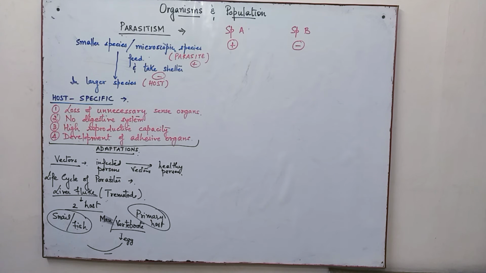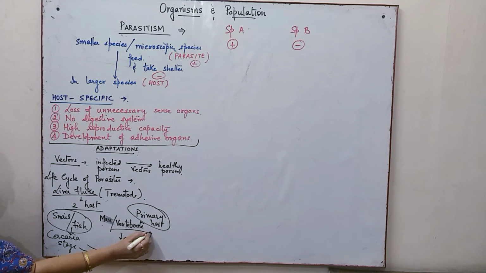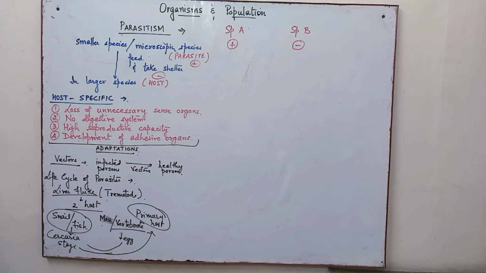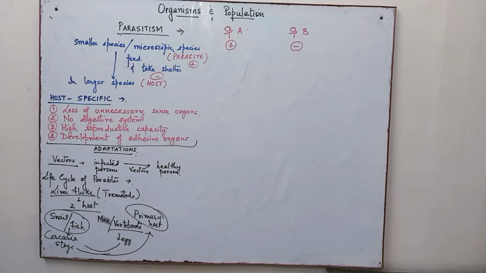later, at the Cercaria stage, these are released by the snail or the fish, and these are then consumed by the vertebrates, that is the primary host, through the water, contaminated water, or maybe by food, like through the sheep, or it can be in man, when human beings consume the fish directly. So over here we find that liver fluke has a complex life cycle depending on two hosts.